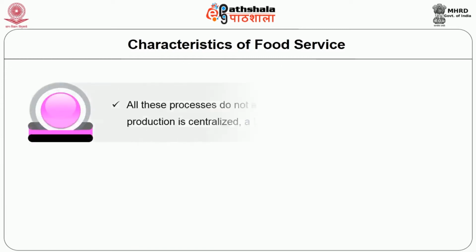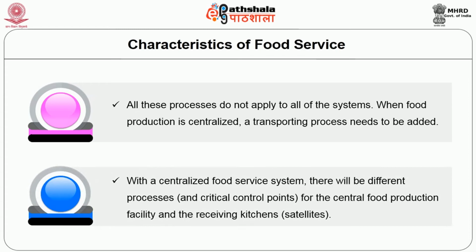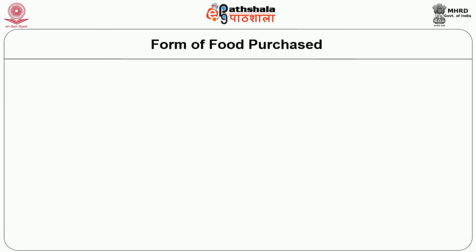All these processes do not apply to all of the systems. When food production is centralized, a transporting process needs to be added. With a centralized food service system, there will be different processes for the central food production facility and the receiving kitchens. Let us see how the form of food is purchased.